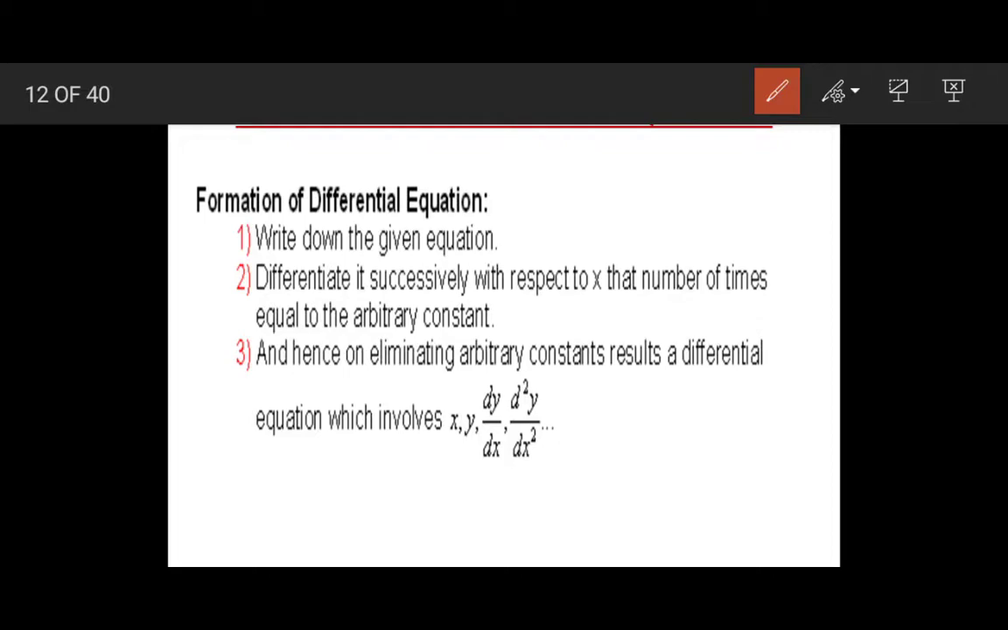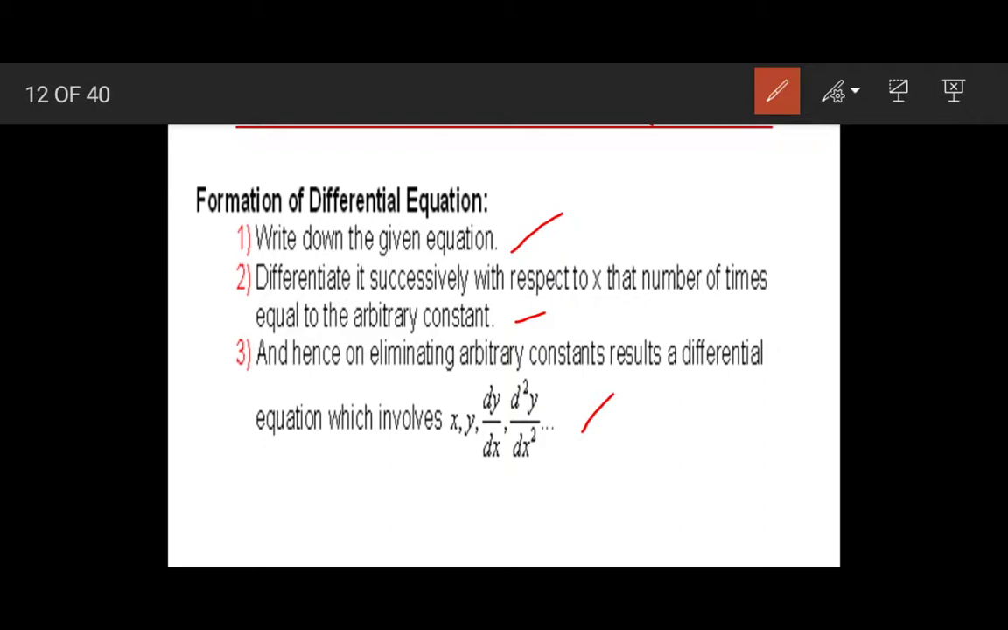just remember the steps. First we have to write down the given equation. Then in the second step, differentiate it successively with respect to x that number of times equal to the arbitrary constants. In the third step, eliminate the arbitrary constants, which results in the differential equation. Okay, so the first step is just write down the equation. Then the second step, just count the number of arbitrary constants.